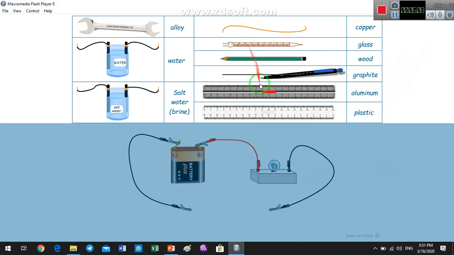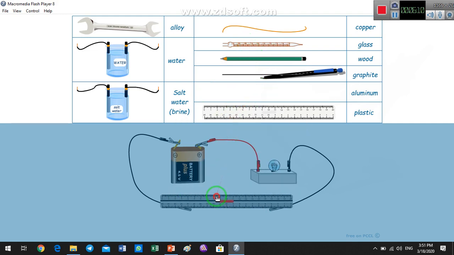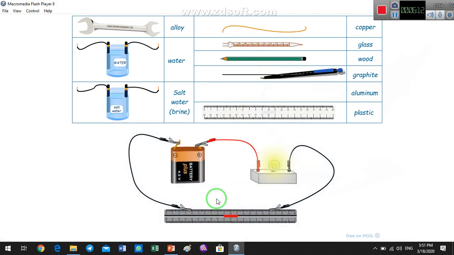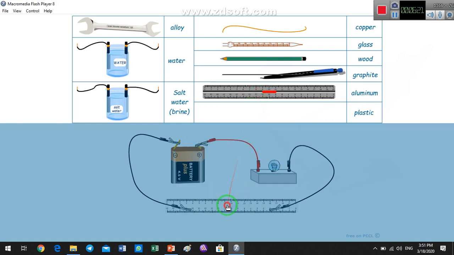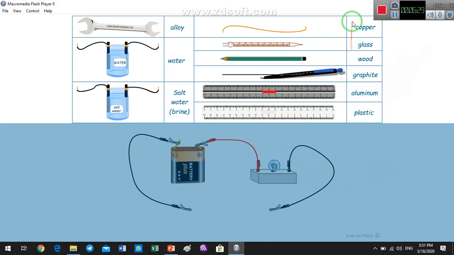Now we will try aluminium. When we put aluminium in here, we notice that the lamp glows up, which means that aluminium is a conductor. When we try to put plastic, the lamp did not light up, which means that plastic is an insulator. Now you must discover wood, copper, water and salty water and graphite. Are they conductors or insulators?